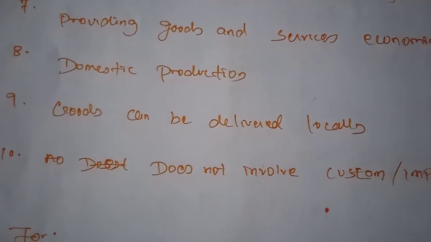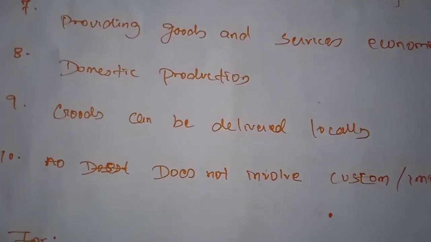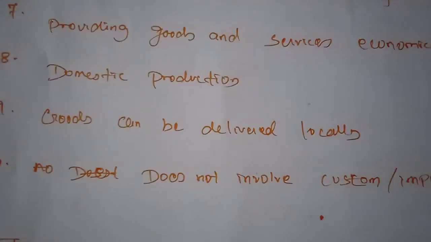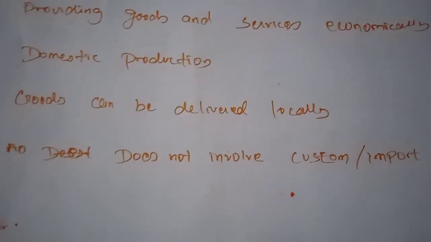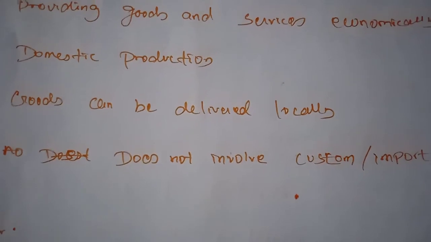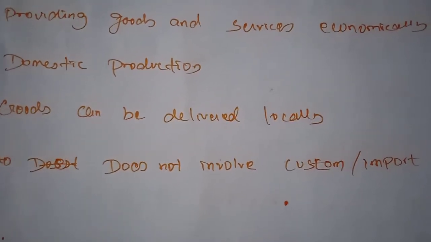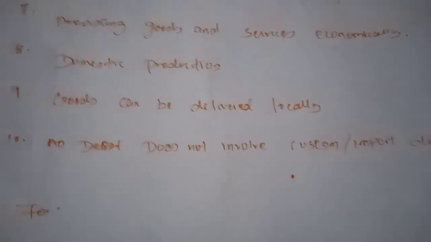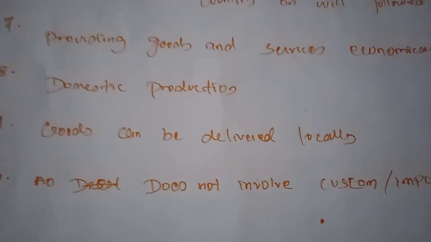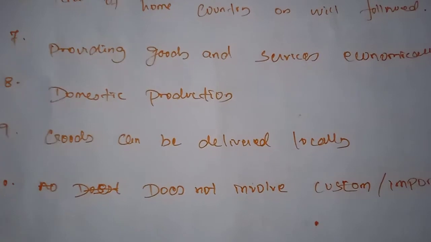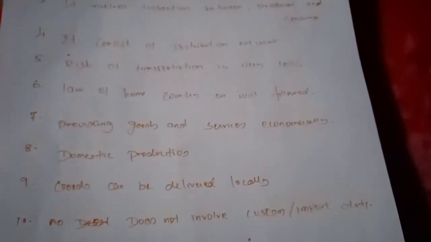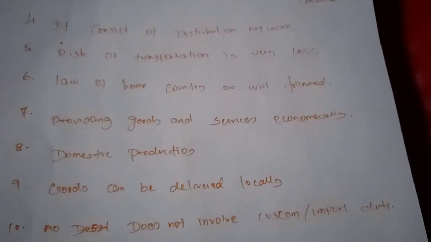Next, it does not involve any customs or import duty, but buyers need to pay taxes to the government. Here the producers or the wholesalers will not need to pay customs or import duty, but the buyers will be paying tax to the government in the form of indirect taxes. Okay students, so these are the features of internal trade. There are 10 points. It is very easy, so you can easily understand.